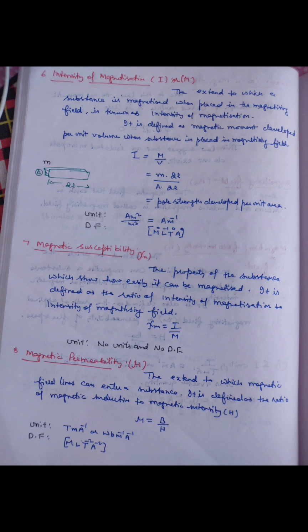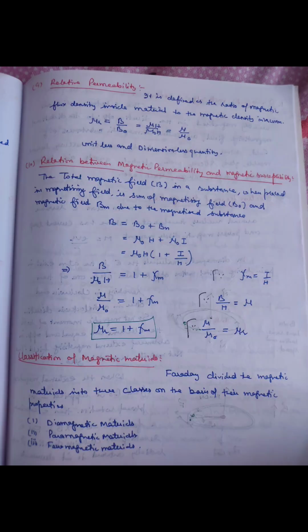The ratio of intensity of magnetization to intensity of magnetizing field is known as magnetic susceptibility. The ratio of magnetic induction to magnetic intensity is known as magnetic permeability. The ratio of magnetic flux density inside the material to magnetic flux density in vacuum is known as relative permeability. Relative permeability is equal to 1 plus magnetic susceptibility. Magnetic materials can be classified into three categories: diamagnetic, paramagnetic, and ferromagnetic.